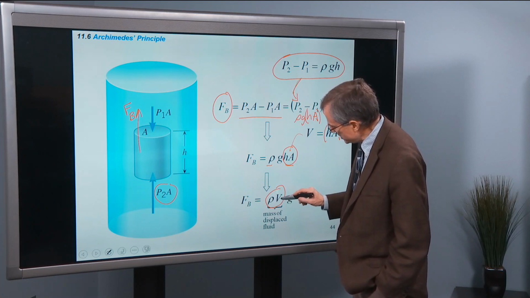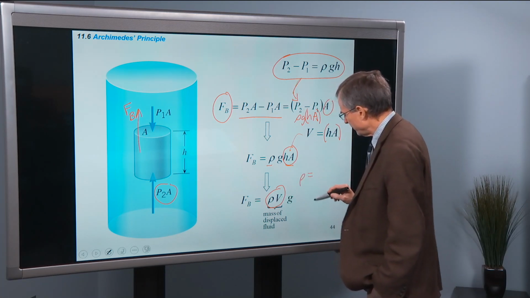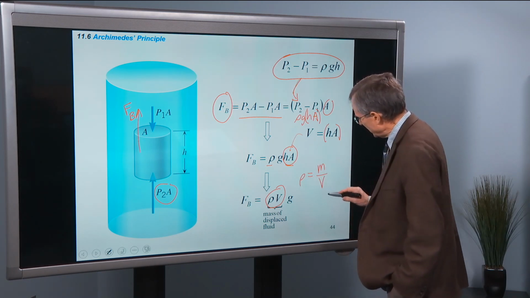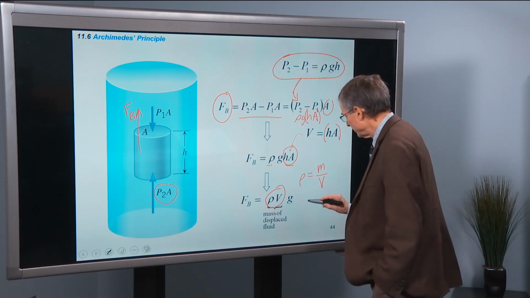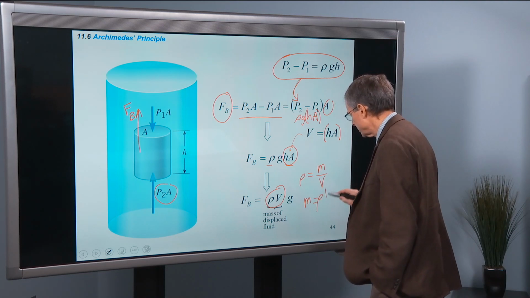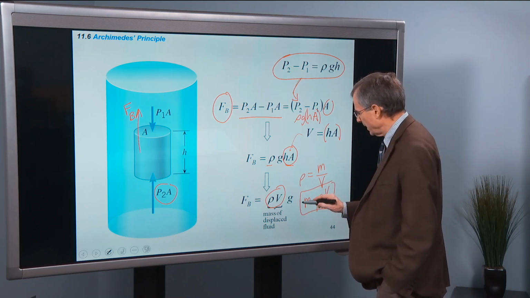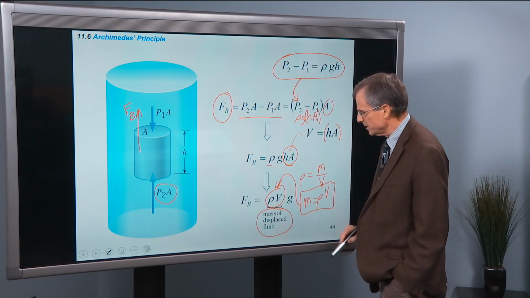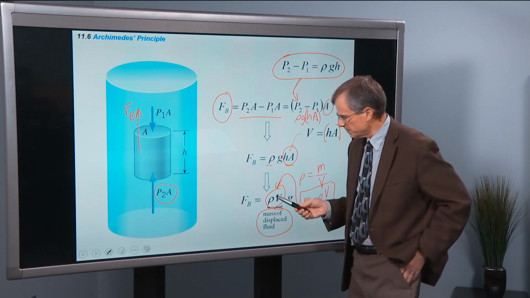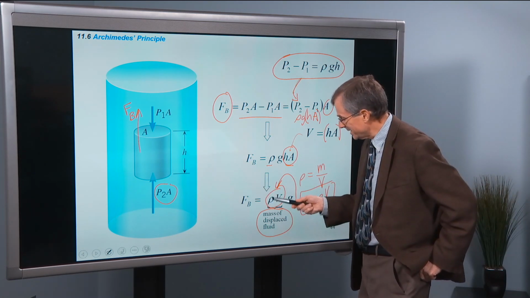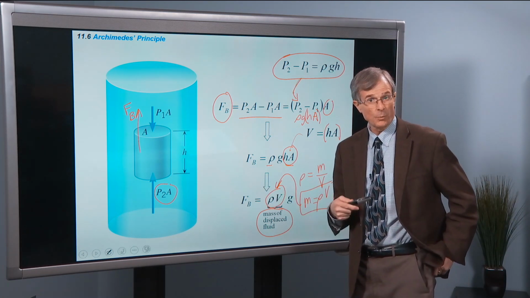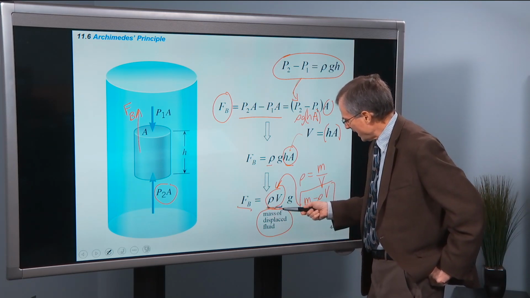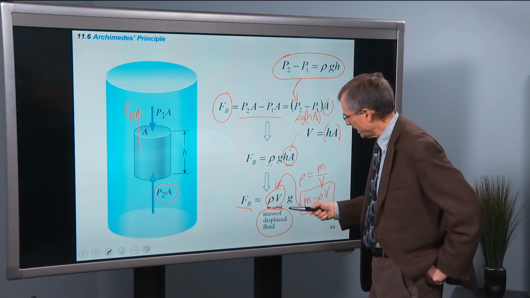And so a density times a volume, recall that mass density is a mass per unit volume. And so if we multiply both sides by the volume, we get that the mass is the density times the volume. And so density times volume is the mass of the displaced fluid. Why is it the displaced fluid and not the object? It's because this density refers to the fluid itself, the water. So the buoyant force is the mass of the displaced fluid times G.